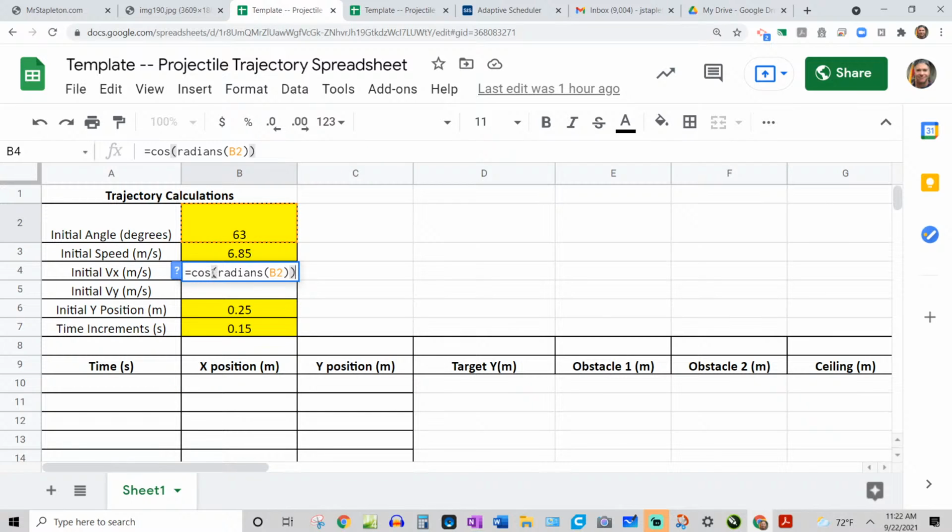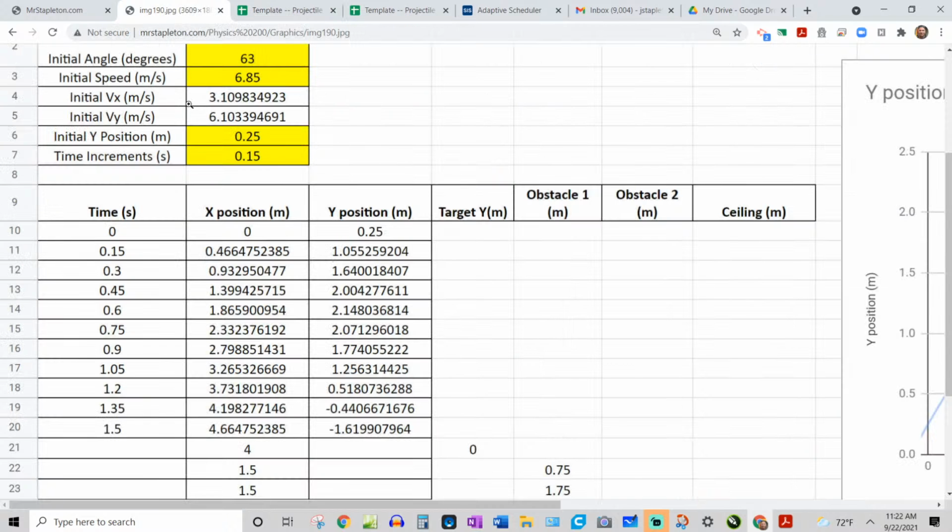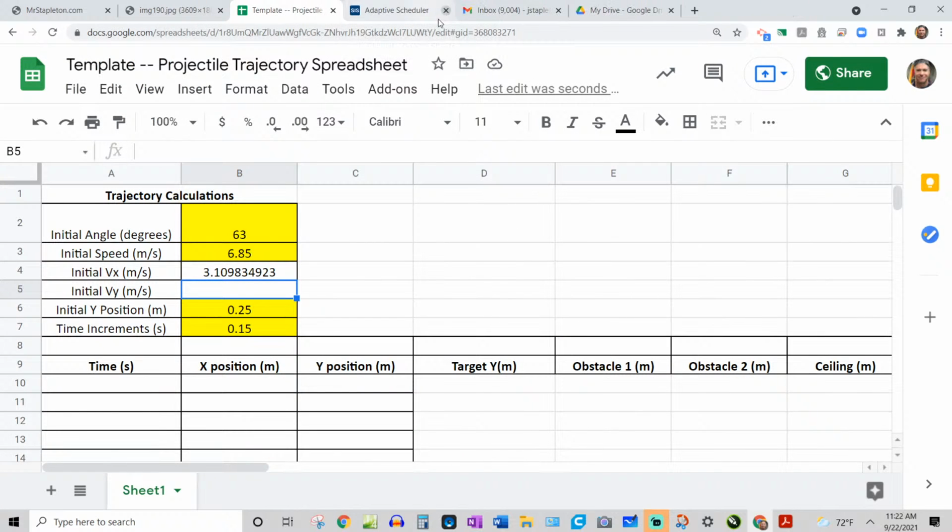So all I've done is the cosine of 63 degrees, but in order to get the initial x velocity, I need to multiply. What's the symbol for multiply in a spreadsheet? Asterisk. Yes, the asterisk, and you have to have an operator. In math, parentheses next to parentheses means multiplying, but here you've got to have operators. So that's times the initial speed, and I get 3.109. Let me check if that's what I got here. Yeah, 3.109.